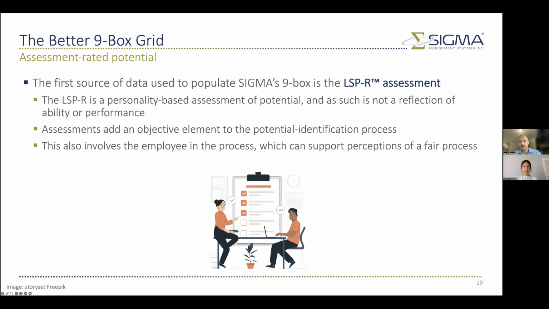So the first source of data used to populate Sigma's 9-box is the Leadership Skills Profile Revised, or LSPR assessment. The LSPR is a personality-based assessment of potential, and as such is not really a reflection of ability or performance. So employees respond to sets of personality items, which are then used to predict their leadership abilities. And in this way, assessments add an objective element to the potential identification process, as opposed to just relying on other ratings.